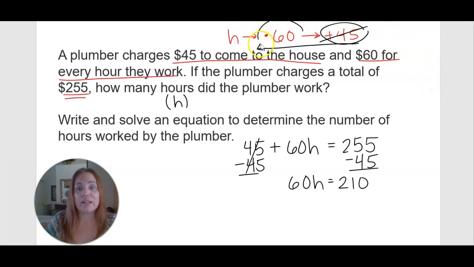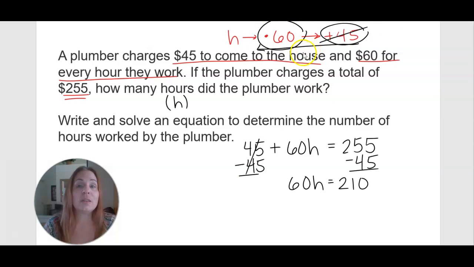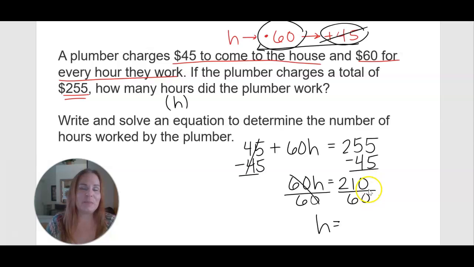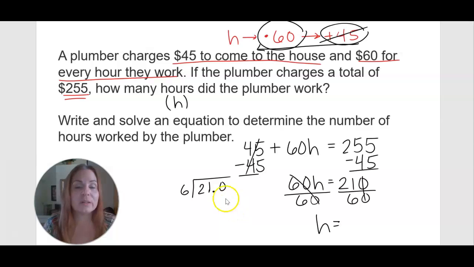Now I go back another step and I have to undo the multiplication. I need to use the opposite operation, which is division. So I'm going to divide by 60. And when I do that, I'm going to simplify this a little bit. I'm going to get rid of those zeros, right? And then I'm going to do the division, 21 divided by 6. I know it doesn't go in evenly, so I know I'm going to have to add a point and a 0, if not more. So 6 goes into 21 3 times.